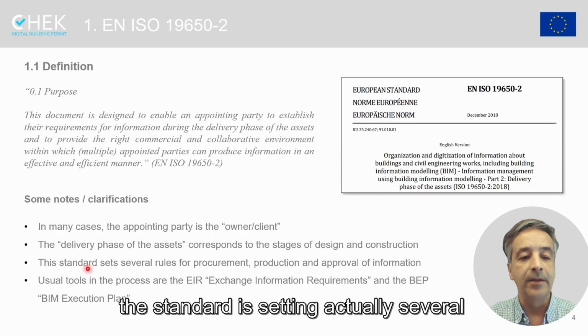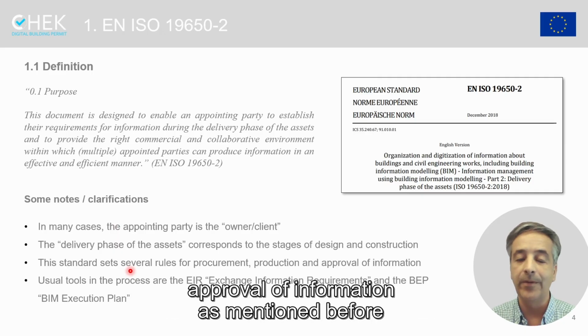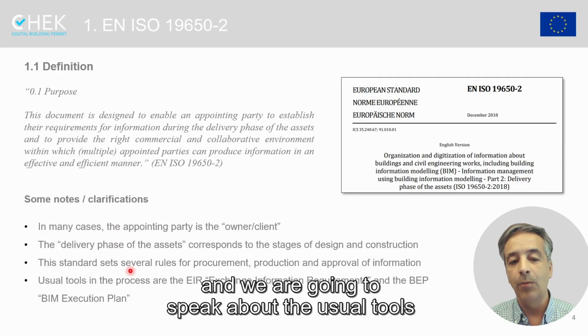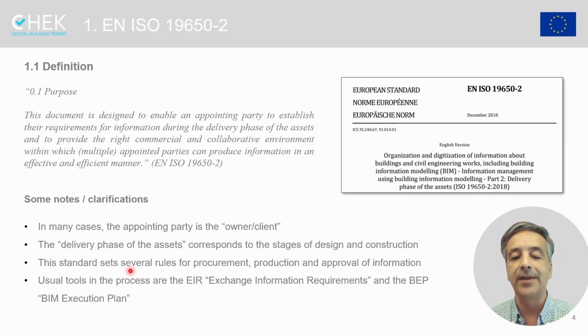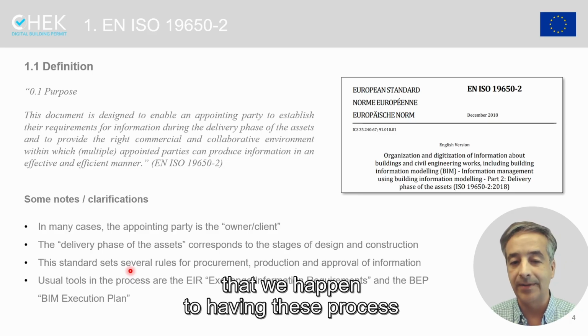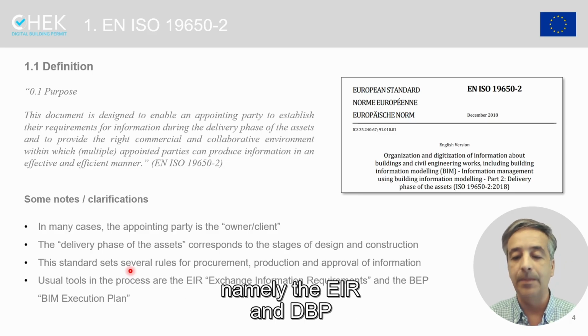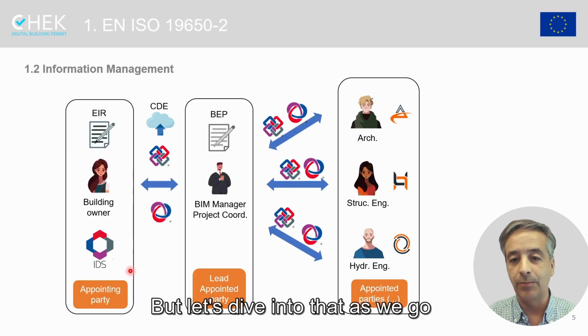Then the standard sets several rules for the procurement, production, and approval of information, as mentioned before. And we are going to speak about the usual tools that we happen to have in this process, namely the EIR and the BEP. But let's dive into that as we go.